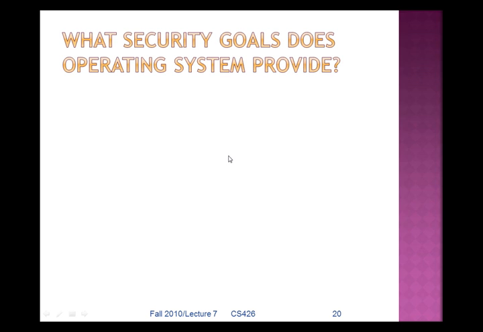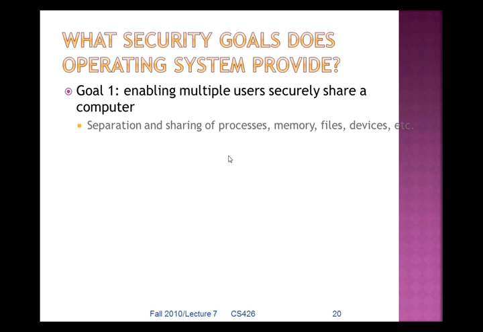Then what security goals does the operating system provide? That means, what is the main motto or what are the advantages of the operating system? The first advantage or the first goal is that it enables multiple users to securely share a computer. Suppose I am using 4 computers. It is the duty of the operating system to ensure that multiple users, multiple persons use a secure connection with the computer.